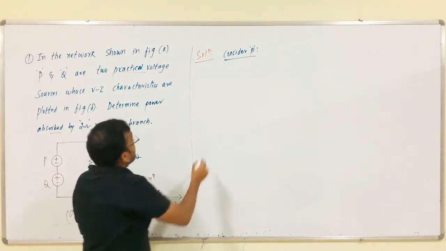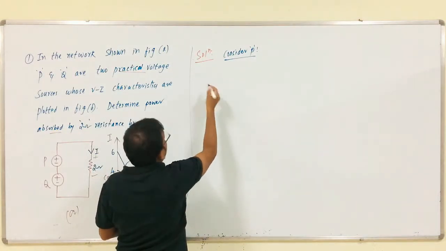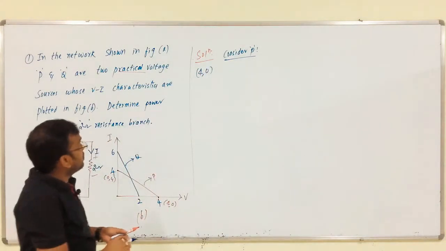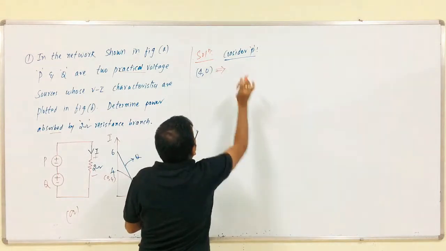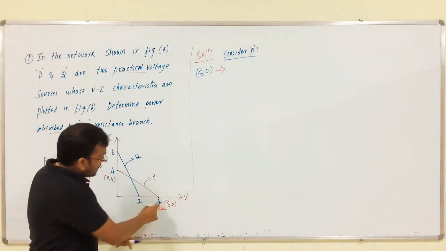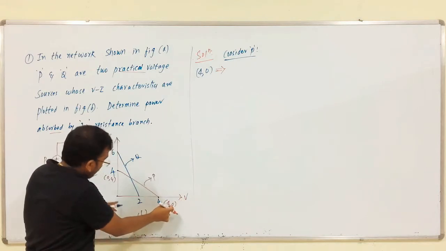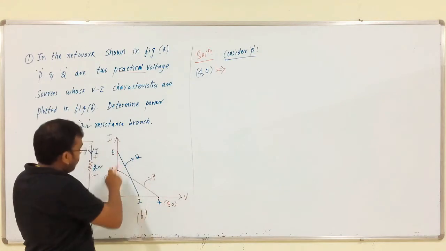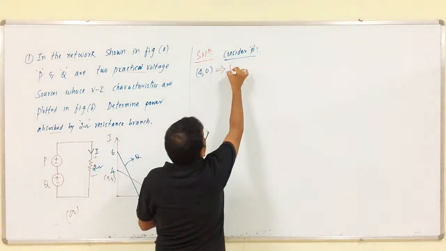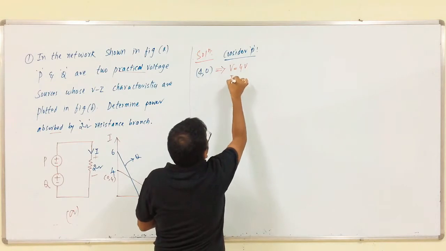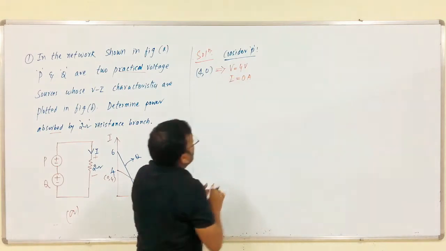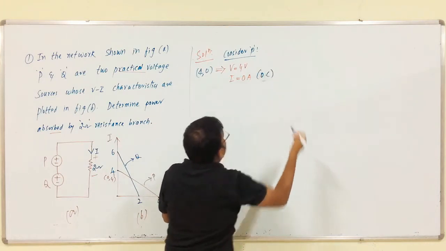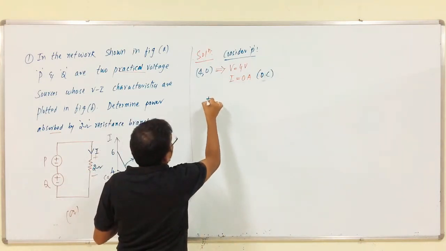Consider P. First we have to take 4, 0. Which is nothing but a representation of voltage. What is this 0? This is the representation of current, because V is on the x axis, I on the y axis. So, V is equal to 4 volts, I is equal to 0 amps. I equal to 0 amps means open circuited. Therefore, the circuit becomes plus minus.